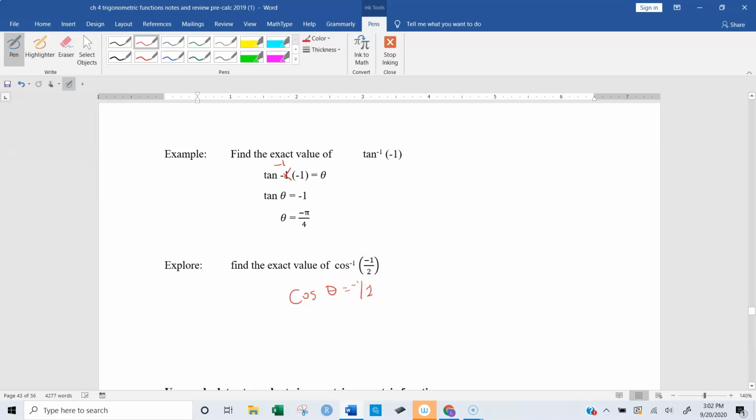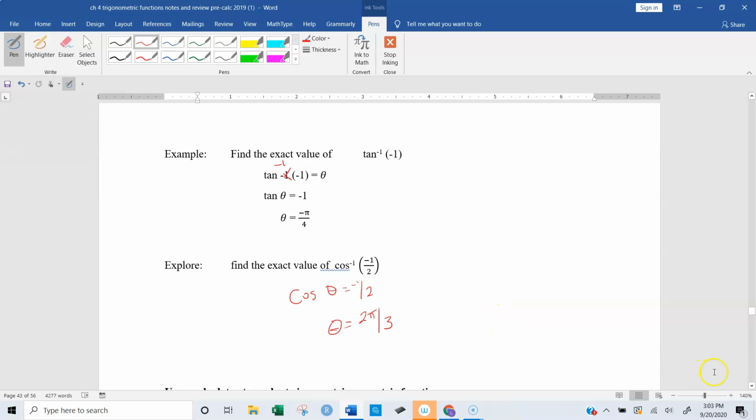Okay, you can look at your chart, or you can remember it from your unit circle, which is what you want to do for the test. And you should have come out with 2 pi over 3. So theta is equal to 2 pi over 3.